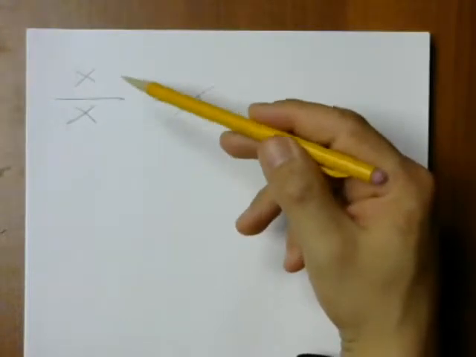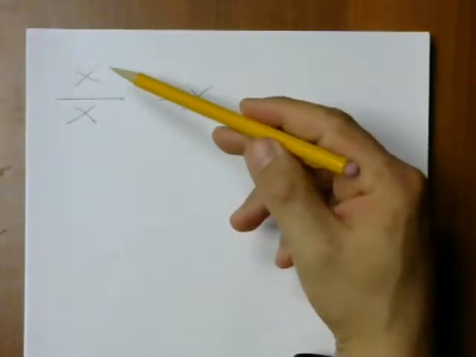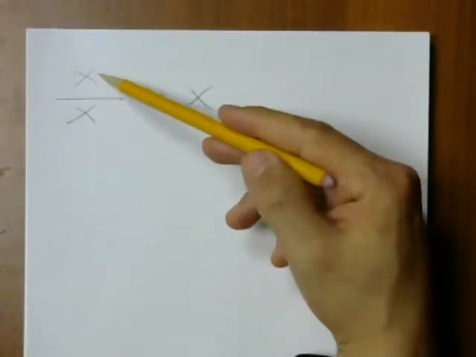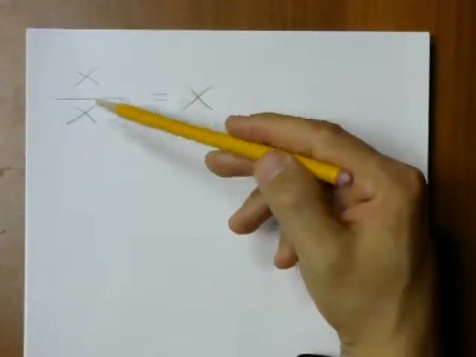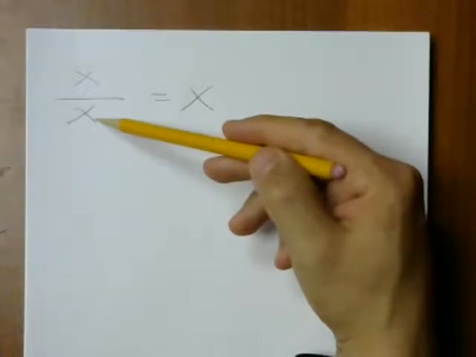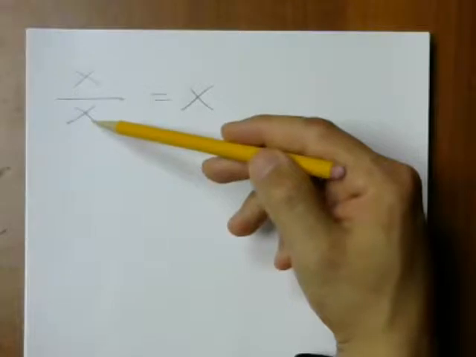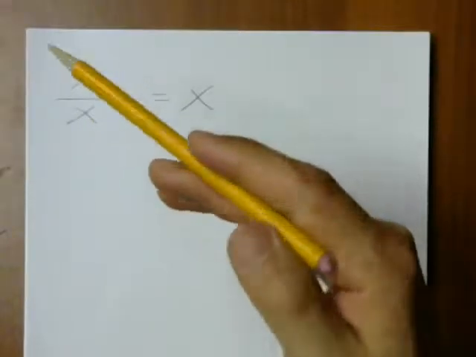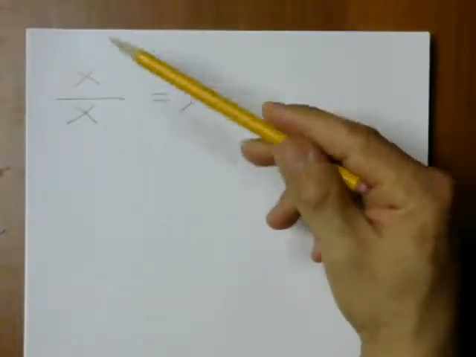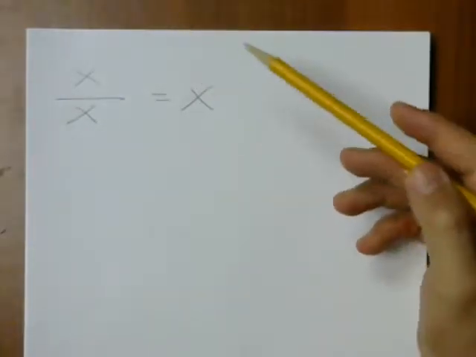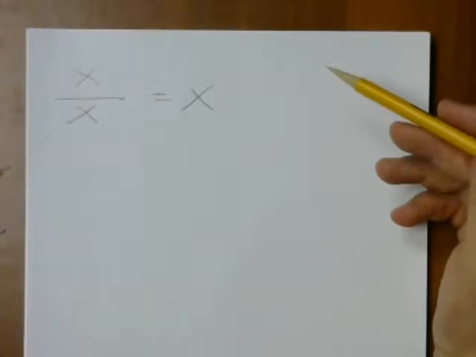This is a rational expression on the left because this is a polynomial divided by a polynomial. Might not look like a polynomial, but x is a degree 1 polynomial, and x is still a degree 1 polynomial. So if I take a degree 1 polynomial divided by a degree 1 polynomial, I can divide and get a rational expression. It's still a polynomial divided by a polynomial. And over here, I just have x, which is my variable.